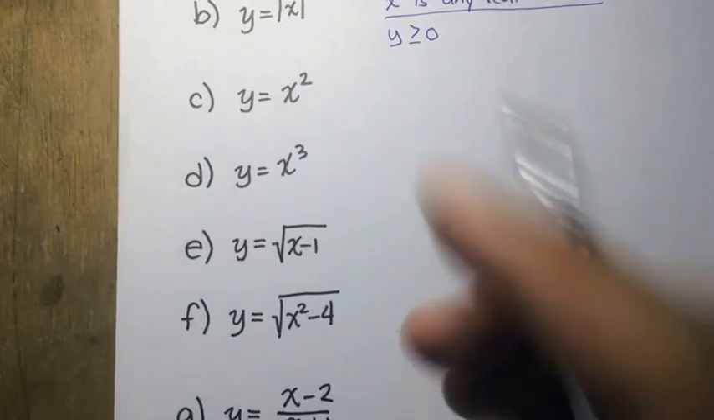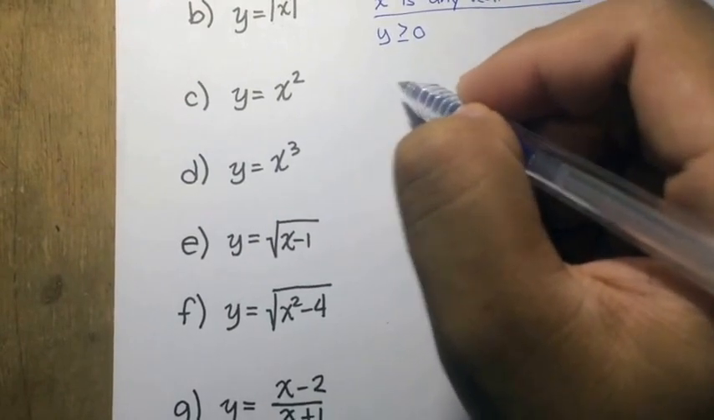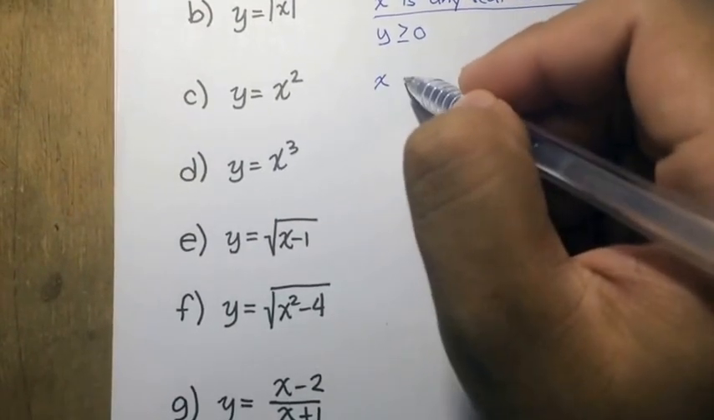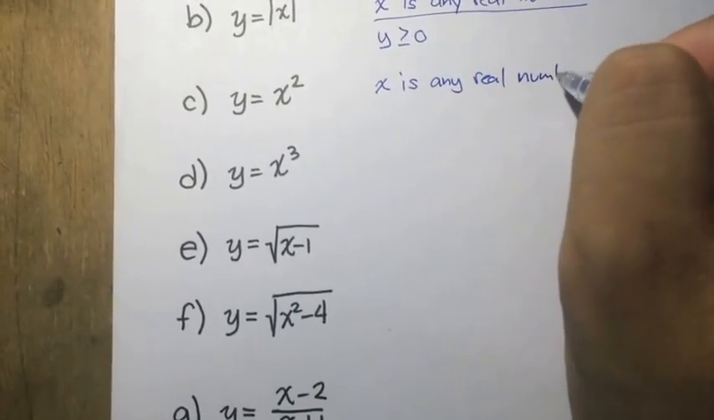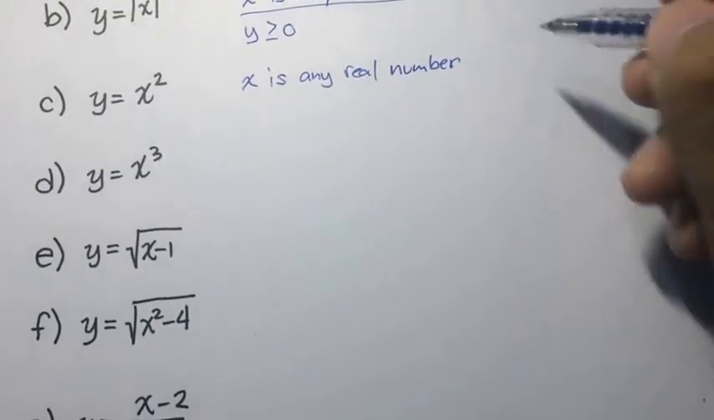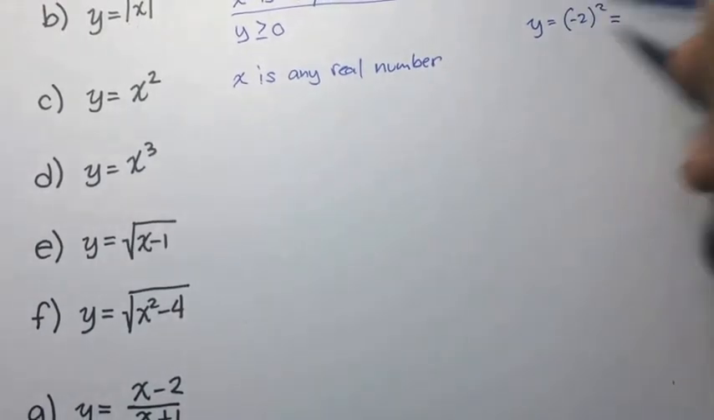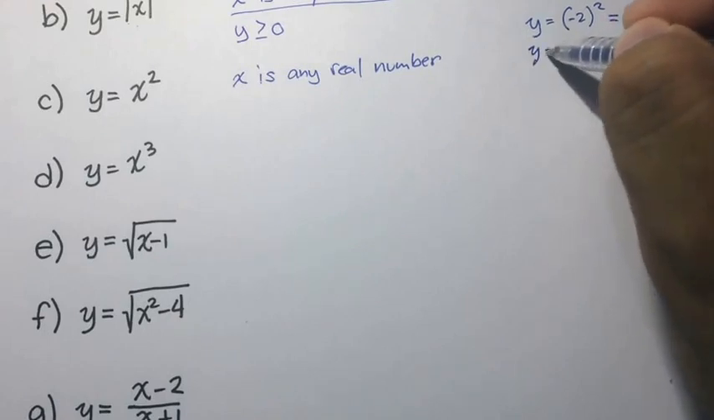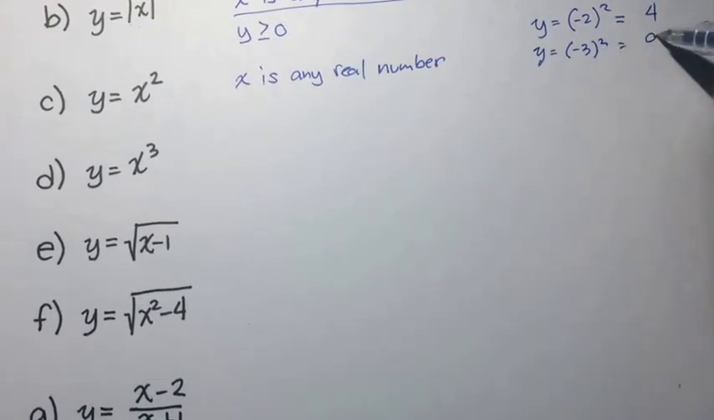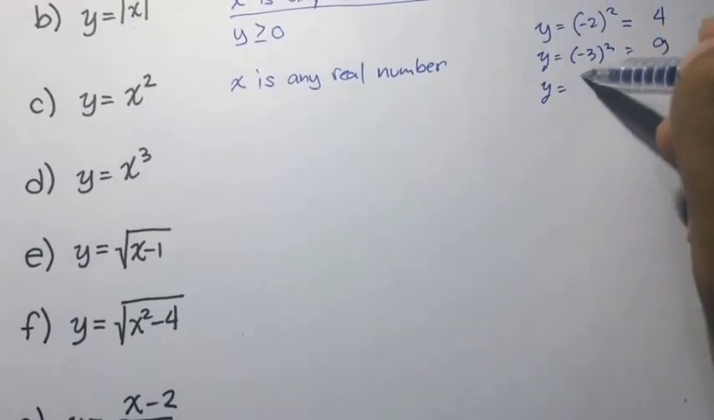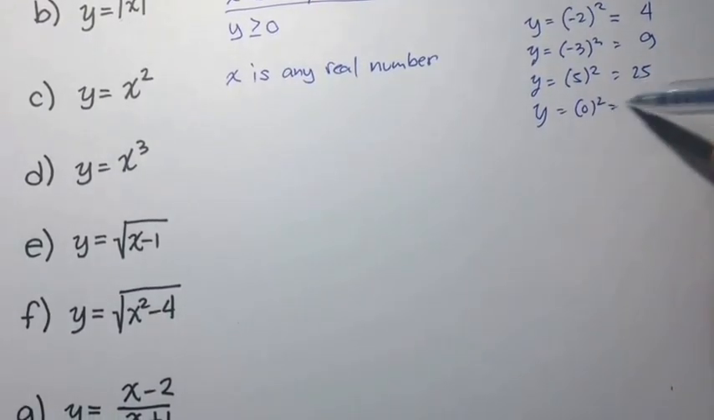For letter C, I have the function y is equal to x squared. So again, x can be any real number. I can square any real number. So x is any real number. And if I try to inspect, y is equal to negative 2 squared. Negative 2 squared is 4. Negative 3 squared is 9. I'm just substituting values to see. Y equals 5 squared is 25. Y equals 0 squared equals 0.